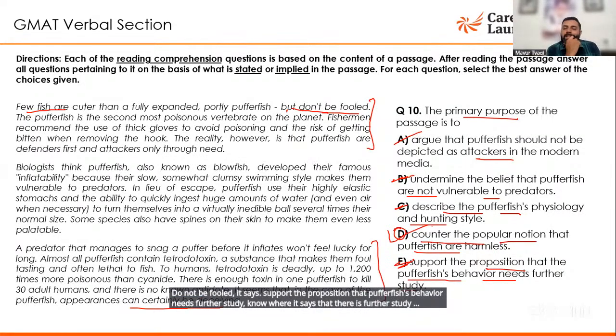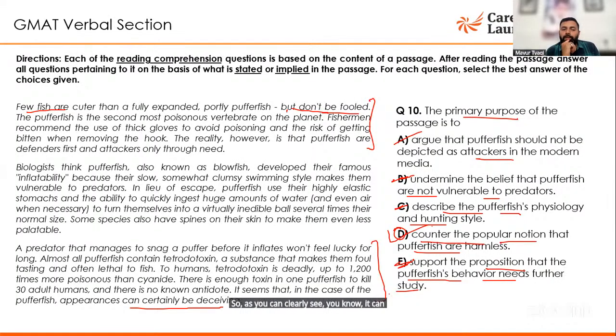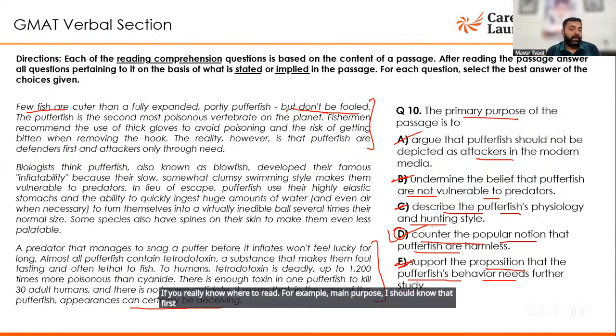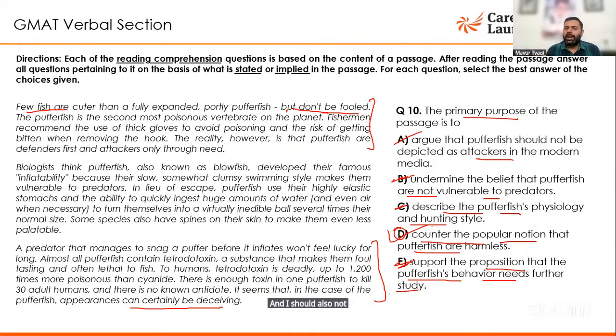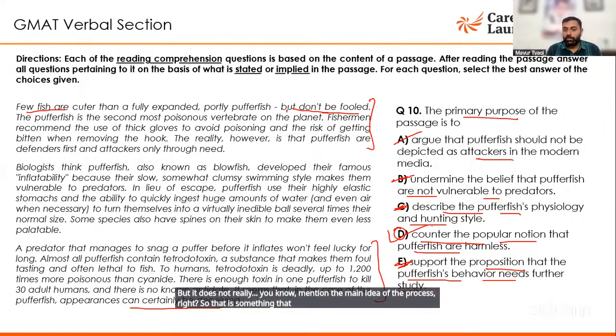So as you can clearly see, it can make a huge difference to your ability if you really know where to read. For example, for main purpose, I should know that the first and last paragraphs really matter. And I should not be trapped by details such as option C, which is true. I'm not denying it, but it does not mention the main idea of the passage, right? So that is something you should definitely look out for.